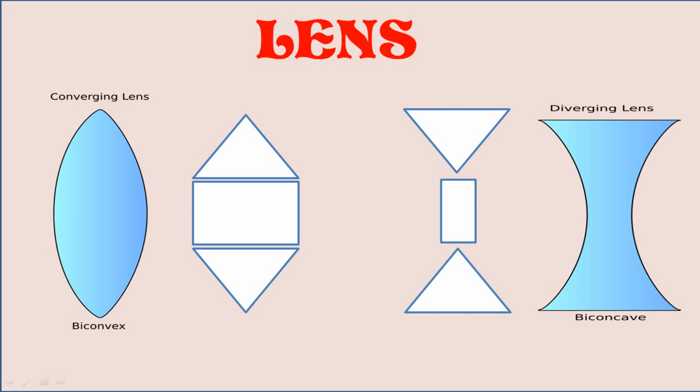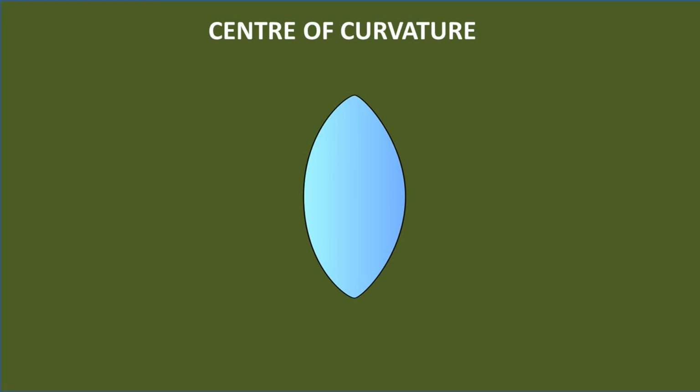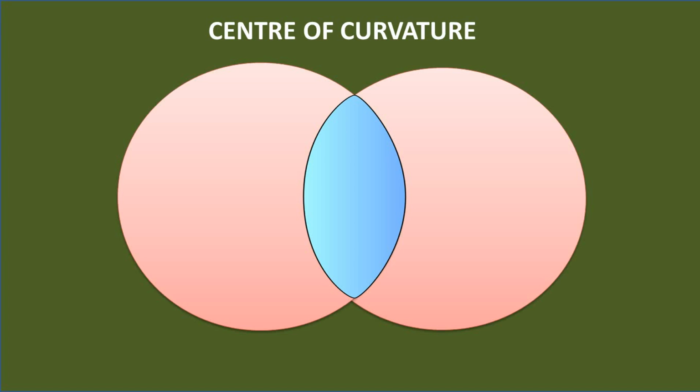Now let us study the terms that are related to a lens. Number 1. Center of curvature. Curvature means sphere or a circle. We know a lens has two surfaces. Each surface of a lens is a part of a sphere. The center of the sphere, whose part is the lens surface, is called the center of curvature. Since lens has two spherical surfaces, so there are two centers of curvature in a lens.